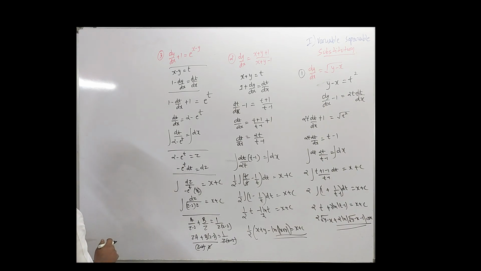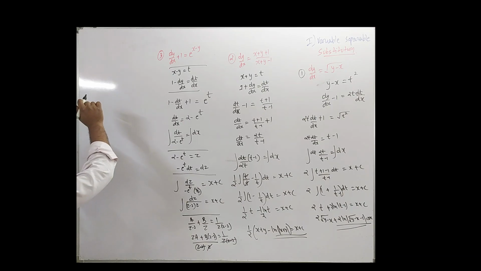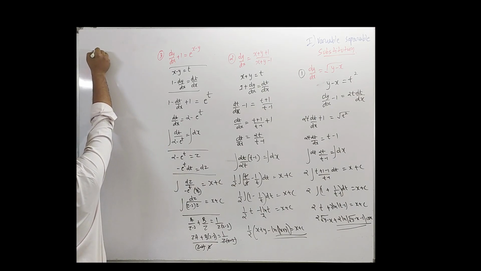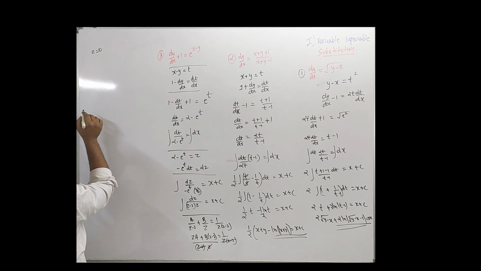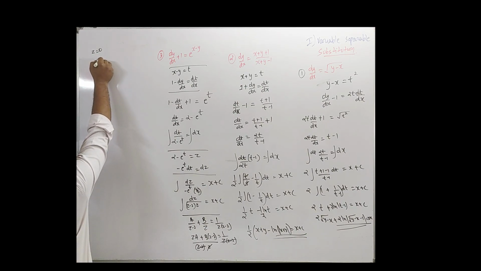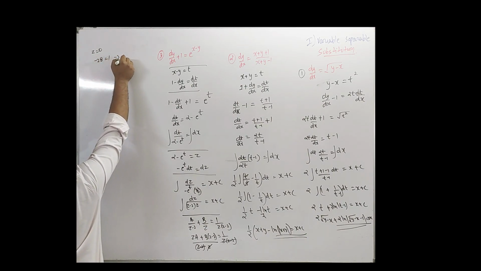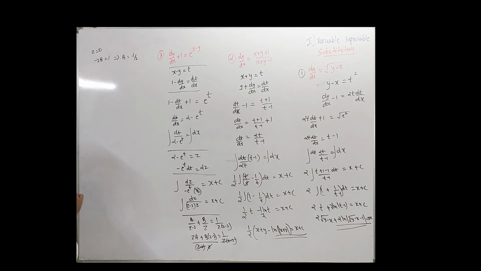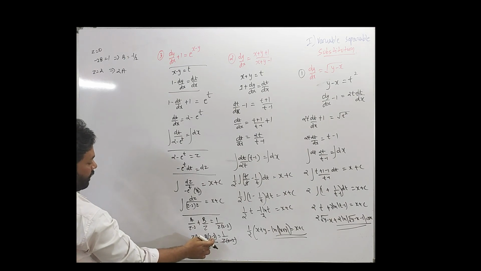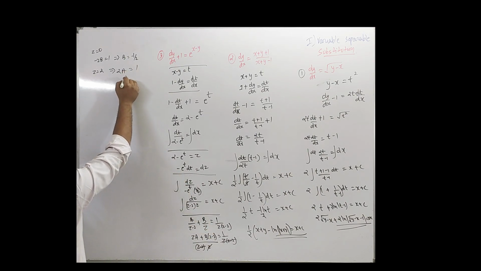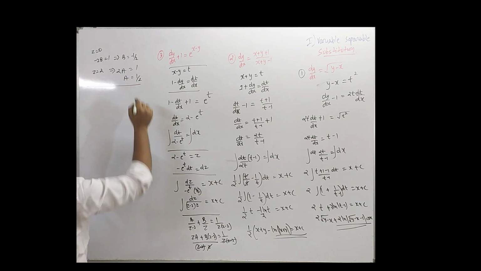So here let's find out the values of a and b. To find out the values of a and b, let's take z equal to 0. Then it will give minus 2b equal to 1. So the value of b is minus 1 by 2. And if we take z equal to 2, then it will be 2a equal to 1. So value of a will be equal to 1 by 2.